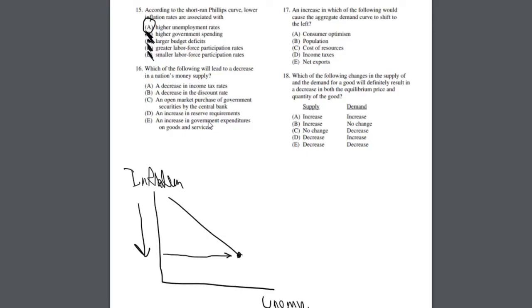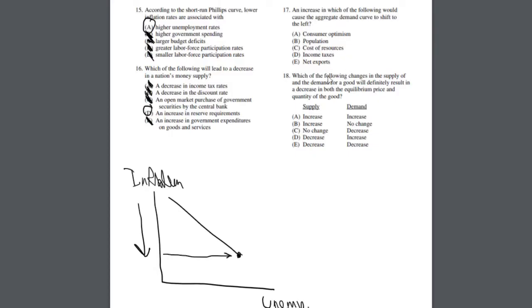Those are different rates. Which of the following will lead to a decrease in the nation's money supply? To decrease the money supply, we're looking at open market operations selling bonds, increasing the discount rate, increasing the reserve ratio, increasing the federal funds rate. So for 16, a decrease in the income tax, nope. A decrease in the discount rate is going to increase the money supply. An open market purchase is going to increase the money supply. An increase in the reserve requirement, bingo, that's what we said. And an increase in government expenditures has nothing to do with the money supply. So the answer is D.